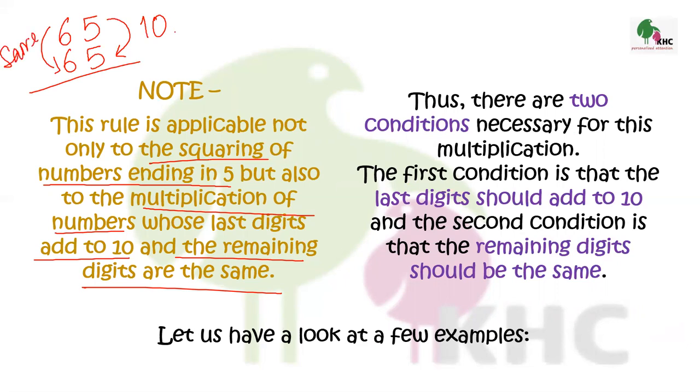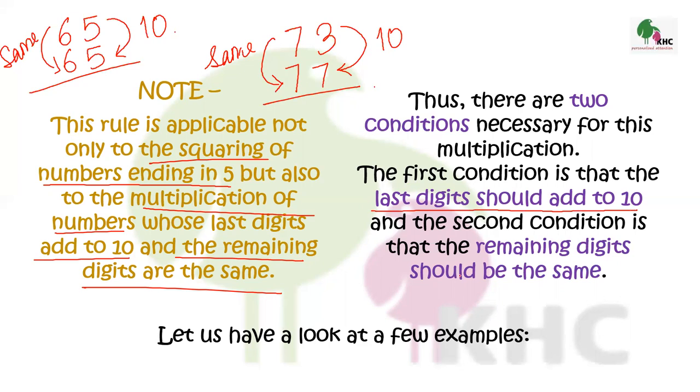So if this kind of situation occurs in other numbers, for example, if I have to multiply 73 times 77, the first two digits, the tens digits, are the same, while the units digits sum up to 10, right? Then even in that case, you can use the same multiplication technique. There are two conditions necessary to use the same rule: the last digits should add to 10 and the remaining digits should be the same.